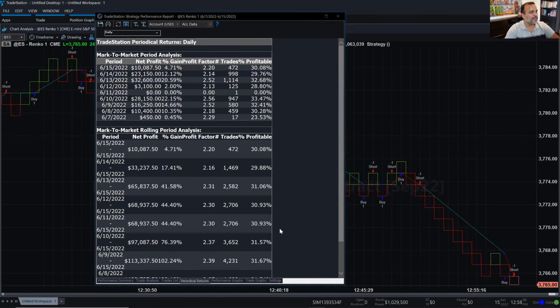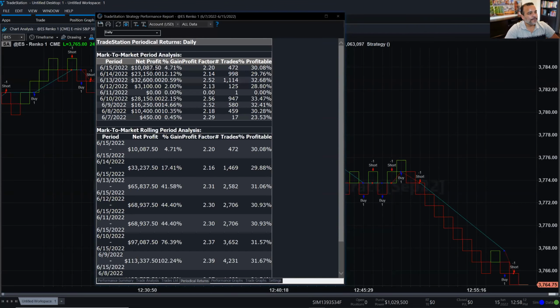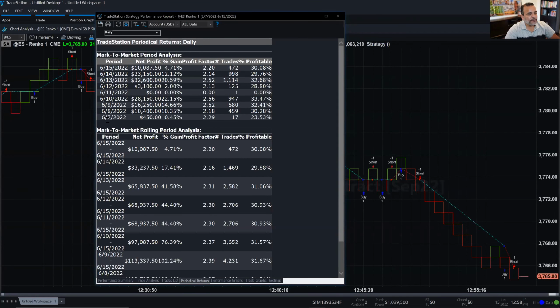Yeah, daily is the one that I wanted to see. We have the net profit and the percent profitability. So the first week that it traded, which is June 7th, we have $450. Trades, yeah, this is the number of trades. 17 trades on the 7th. We have 459 trades on the 8th. 580 trades on the 9th, and 900.